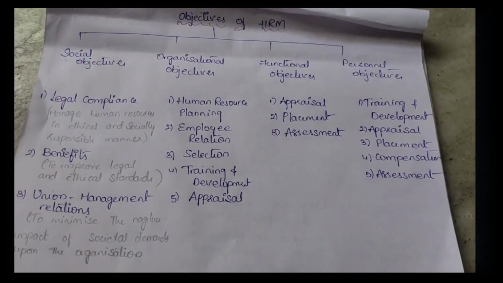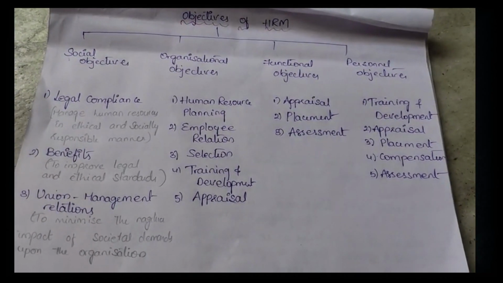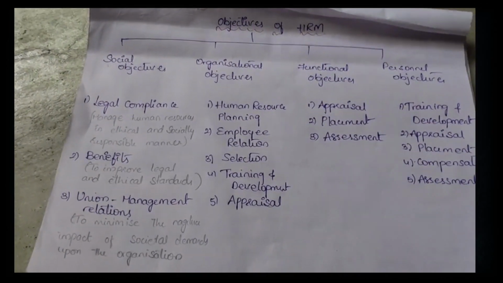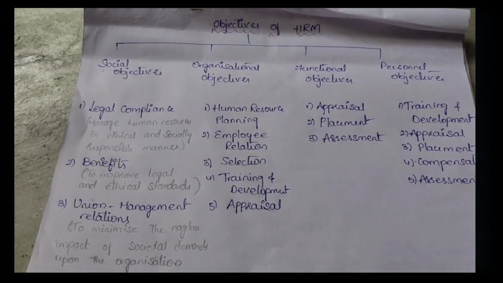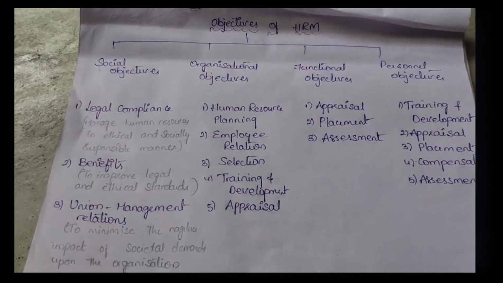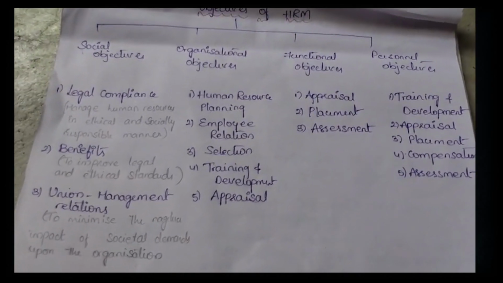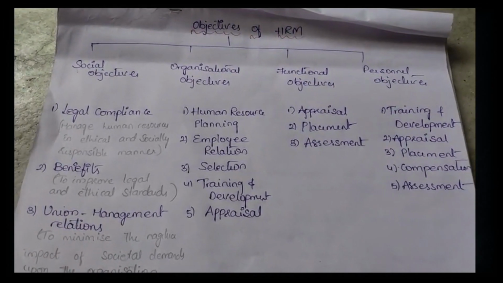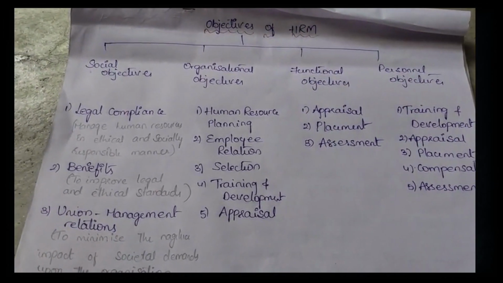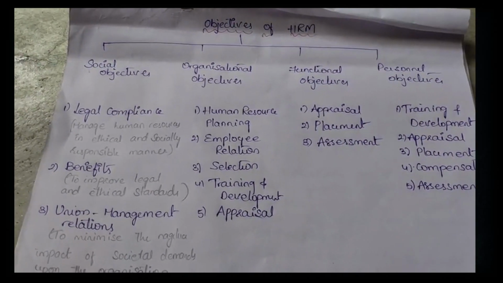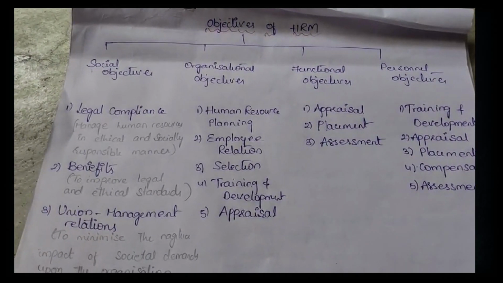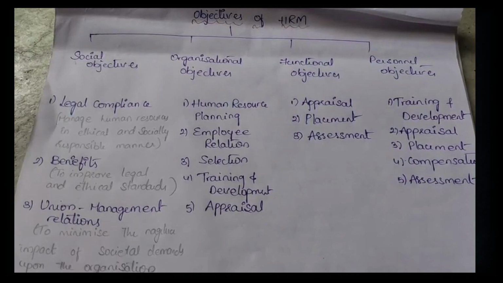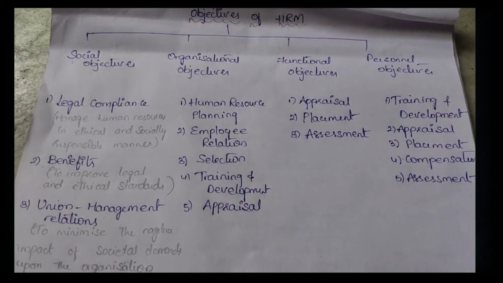Next, employee relation. Another important objective of the HR department is to ensure coordination among all the employees of the organization. That's it, you can write like this. Next, third point is selection. Selection means here to select. It is a responsibility of the HR department to select a suitable person for a particular position of the organization on the basis of requirement. So that's it.